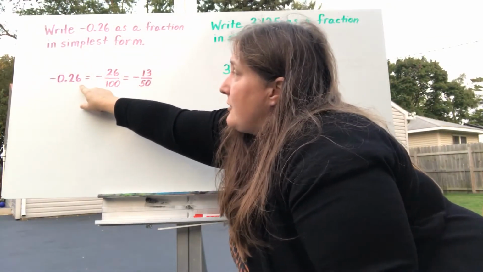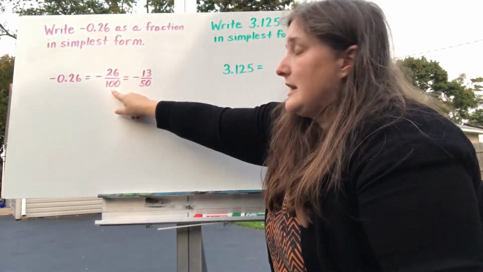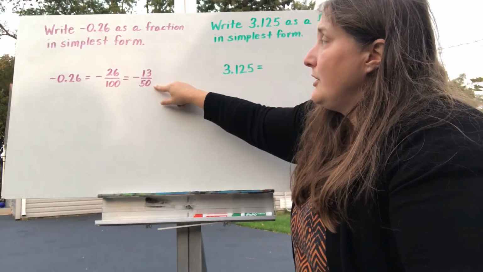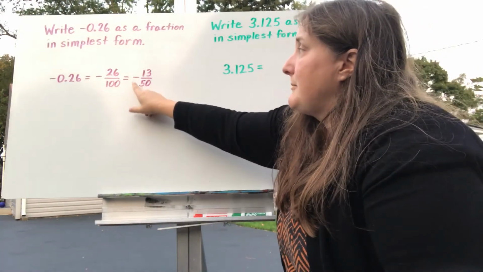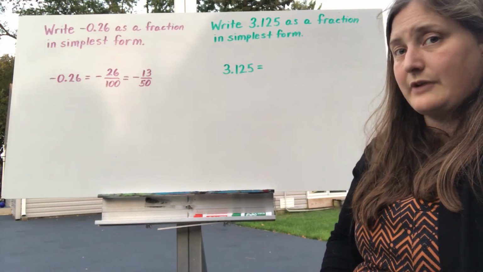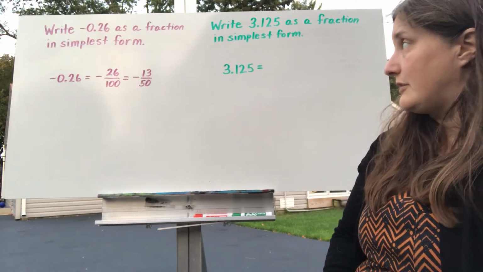This place value at the end becomes my denominator. And then this can be reduced by dividing by 2. If I cut them both in half, 26 in half is 13, and 100 in half is 50. I don't forget to bring my negative over. Negative 13 fiftieths is the reduced fraction that is equal to negative 26 hundredths.